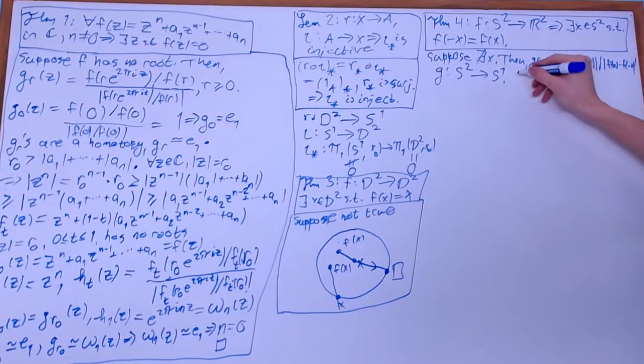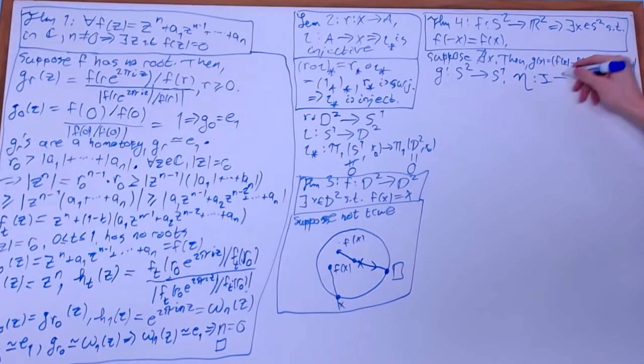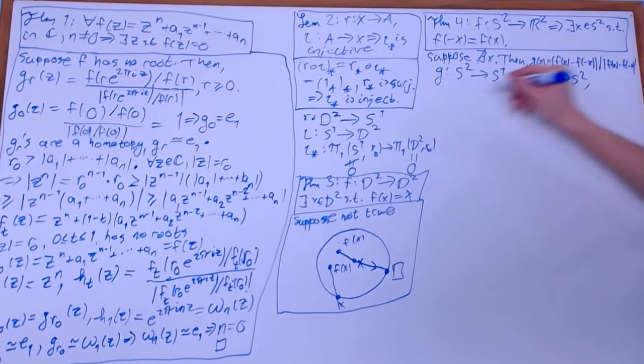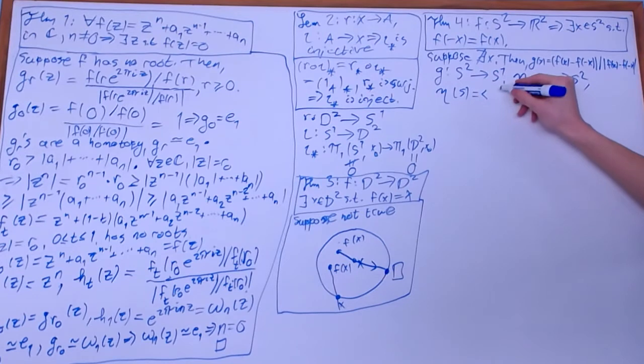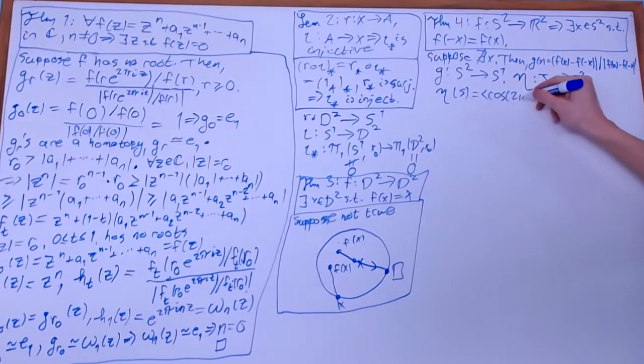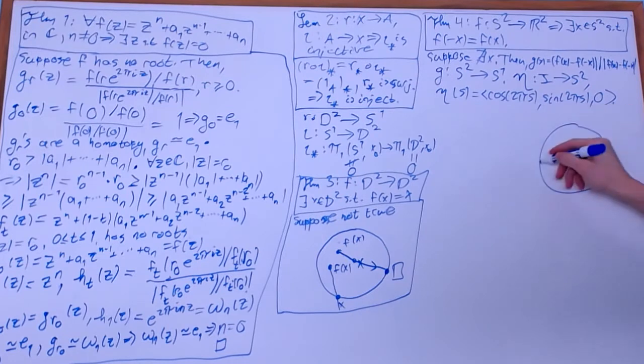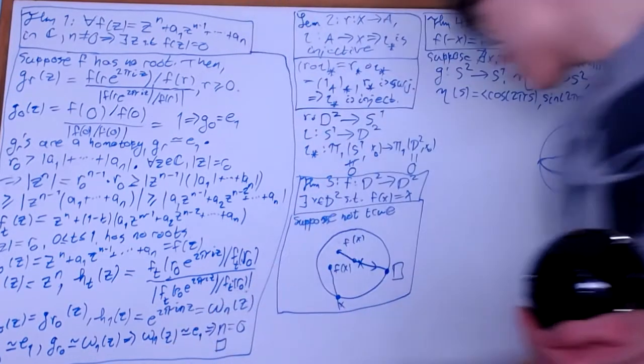Now what we're also going to do is take a loop, eta, into S2. And this will just be the equator loop. So eta of s is going to be equal to cosine of 2 pi s, sine of 2 pi s, and then just 0. So on the sphere, it is just the loop that goes around the equator. So that's eta of s. Now what do I do with this?